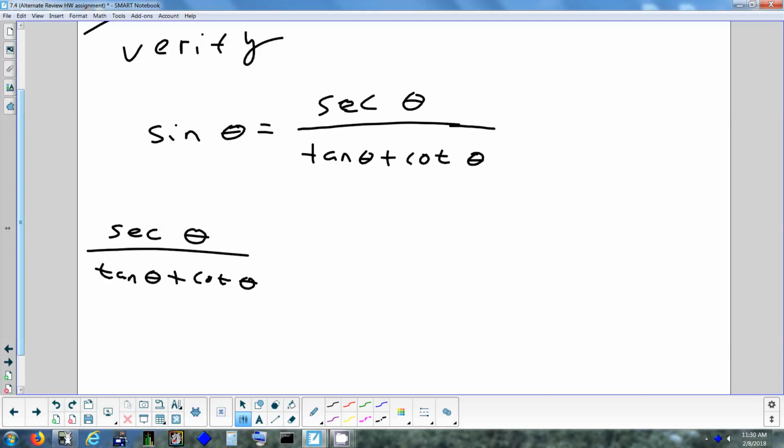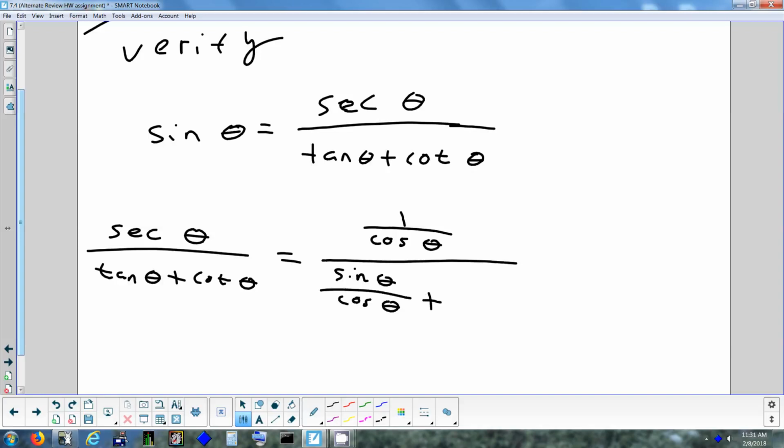Yeah? Change everything to sine and cosine. Yeah, why don't we change to sines and cosines? If you were thinking common denominator, you can't. You already have a common denominator. Common denominator means you have two separate fractions. You only have one fraction here. So let's just change to sines and cosines, and then maybe common denominator will pop up. So secant is 1 over cosine. Tangent is sine over cosine. And cotangent is cosine over sine.